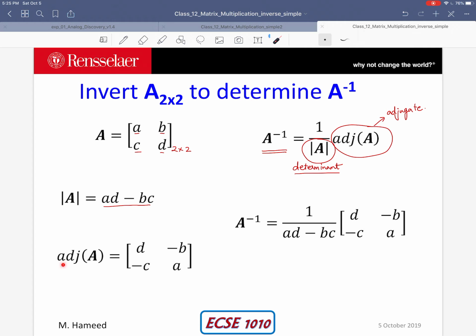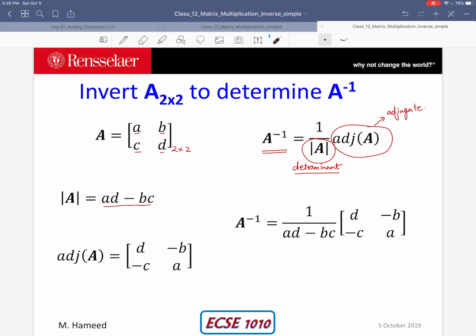In order to find the adjugate of A, or also called the adjoint of A, we simply swap the elements A and D, and for B and C we simply multiply those two elements with a -1. So if we have this matrix, we can find the adjugate or adjoint of A very quickly by either swapping elements or multiplying the other ones with a -1.